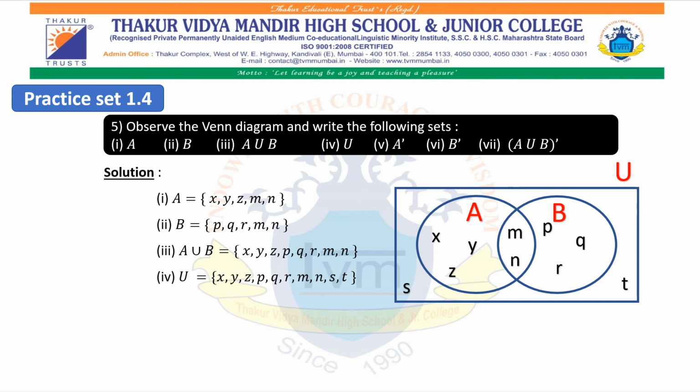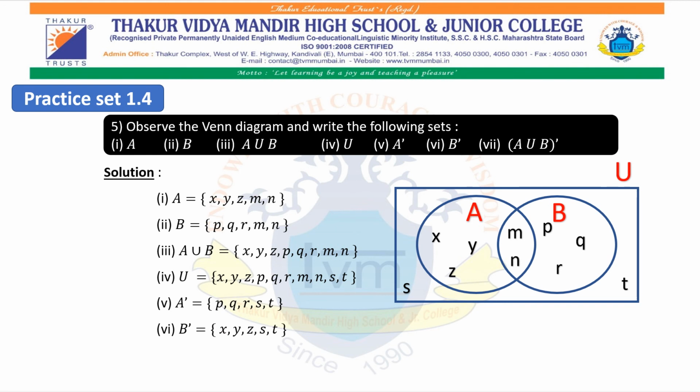Then they had said A complement. Now what is the meaning of A complement? A complement means the elements which are not present in A but are in the universal set. Those elements we will write. So here A complement is P, Q, R, S, T. Now they had asked us to write B complement. Again it means the same: the elements which are not in set B but are present in the universal set. Here B complement equals X, Y, Z, S, T.